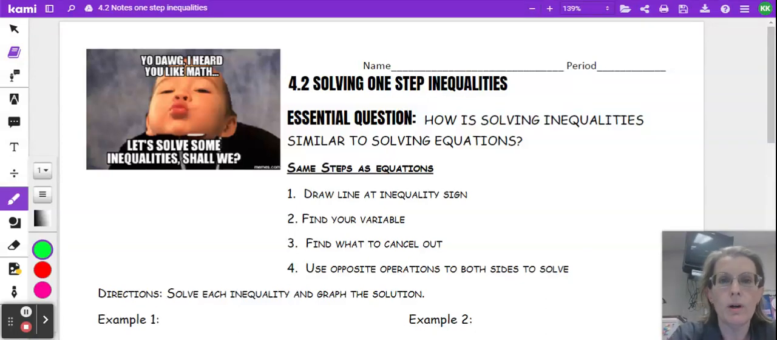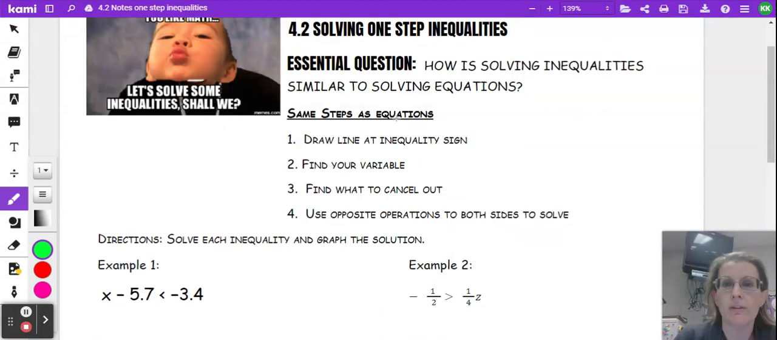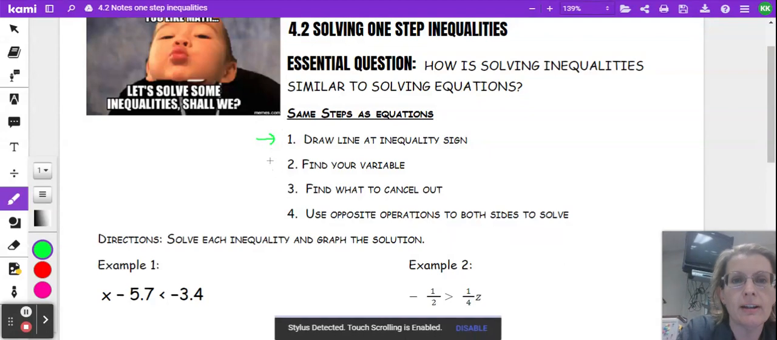In lesson 1, we talked about writing and graphing inequalities, and now we're going to be solving one-step inequalities. That means that there's one operation in each inequality. You're going to notice it's the same as solving one-step equations. You will start by drawing the line at the inequality sign.